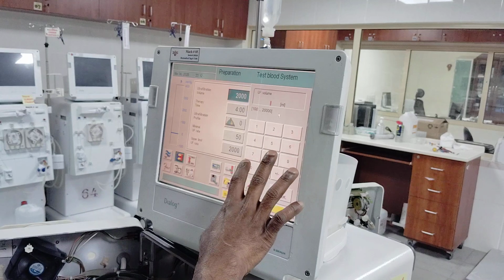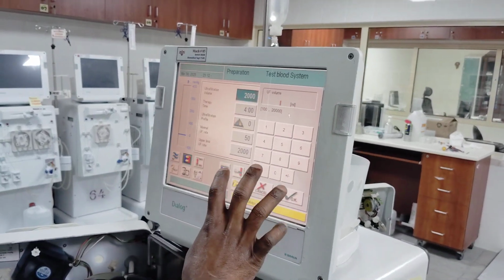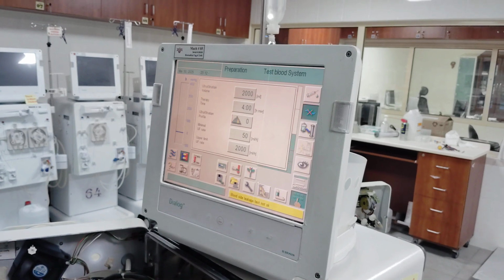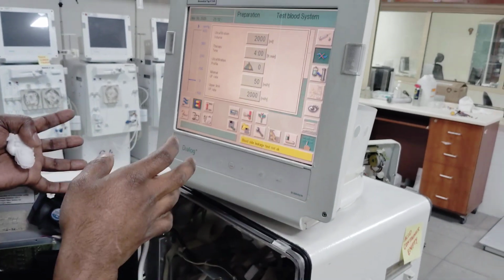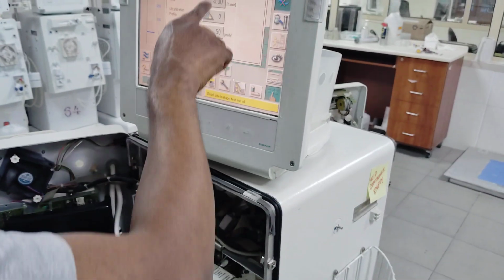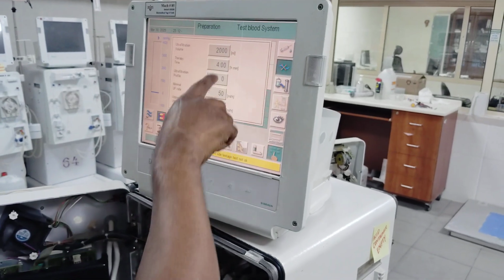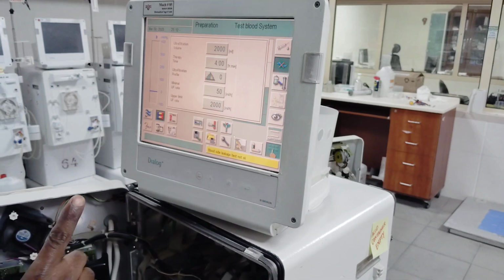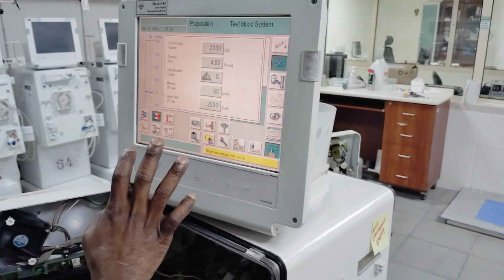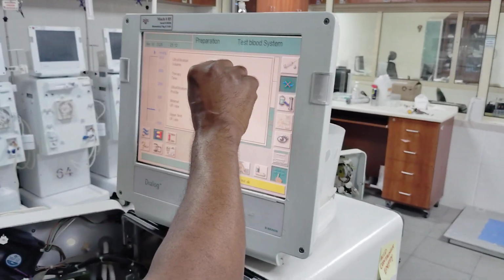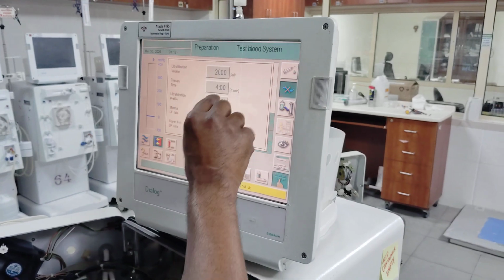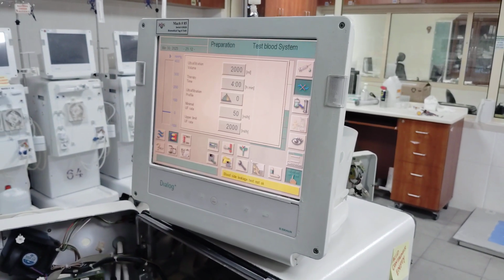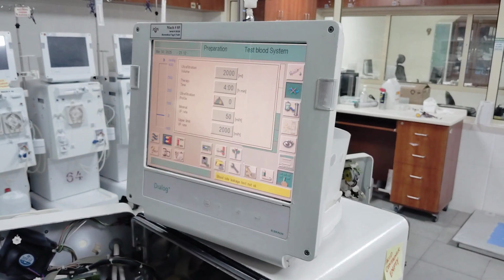What is the amount they have to remove per session? They will calculate depending on the patient weight and all these things. As per the doctor's order, they will feed it here, how much they want to remove and how many hours it will take. Normal dialysis hours will be 4 hours for every patient. One patient has to be dialysed 4 hours. So within those 4 hours, if they put 2000, 500 ml per hour it will remove from the body. Within the 4 hours it will be completed. 2000 liter will be removed.